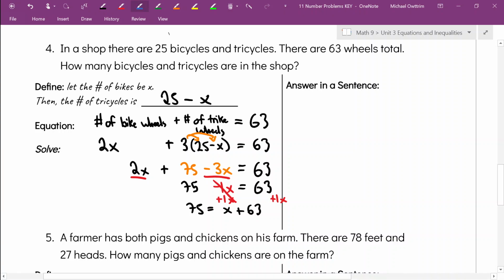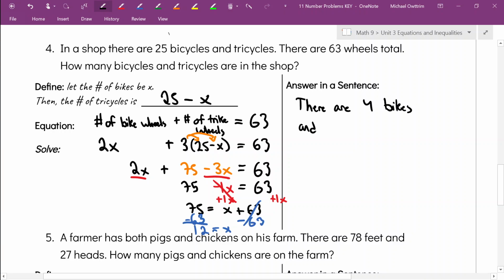Let's finish up by undoing this addition. So we'll subtract 63 from both sides. And 5 take away 3 is 2, 7 take away 6 is 1. And we have just x on the other side. So since we said x is the number of bikes, we can say there are 4 bikes.